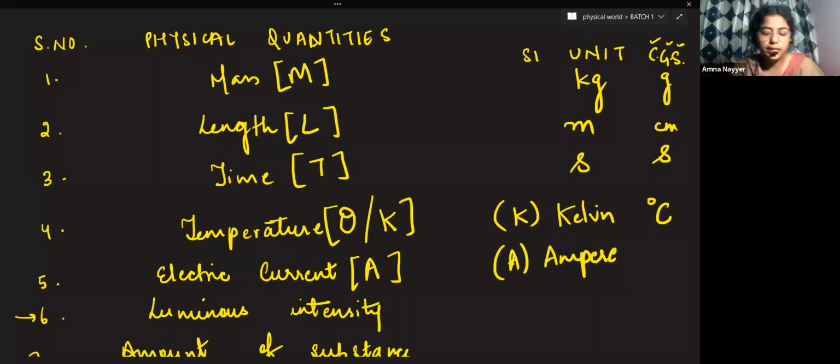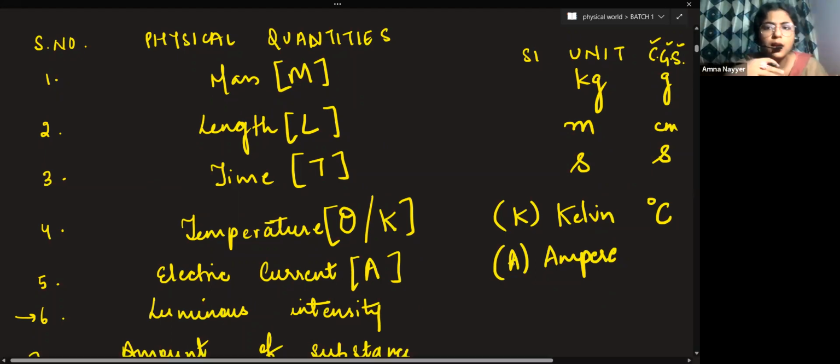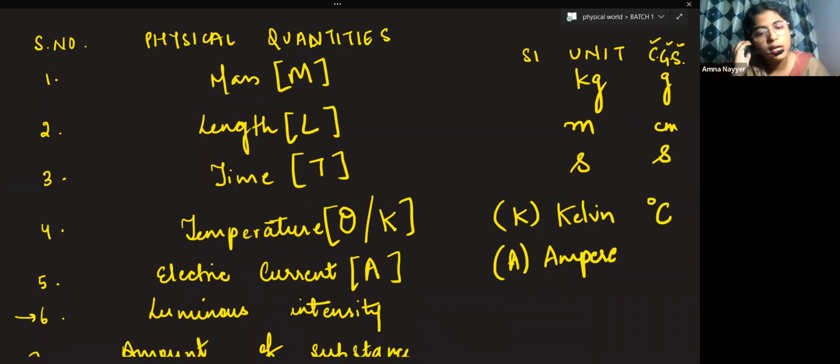Luminous intensity is the next thing. Luminous intensity means amount of light, the way light is coming. Intensity is also dealt a bit in class 11th and some portion is dealt in class 12th. So no need to worry about intensity. Luminous intensity means the intensity of anything that glows, like a bulb's intensity, a table lamp's intensity, a tube light's intensity. So that is luminous intensity.